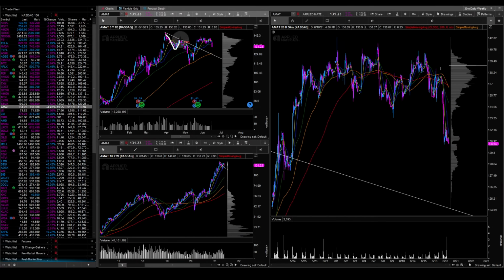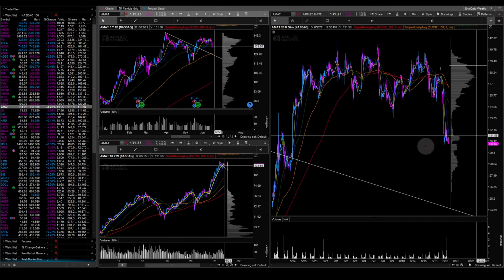Where you get this, right? And if this curls up like this and comes back, you get this neckline somewhere in this area, and then the measured move is, whoa, way up here, right? So it's just something to be aware of, right? You don't want it. This goes away.